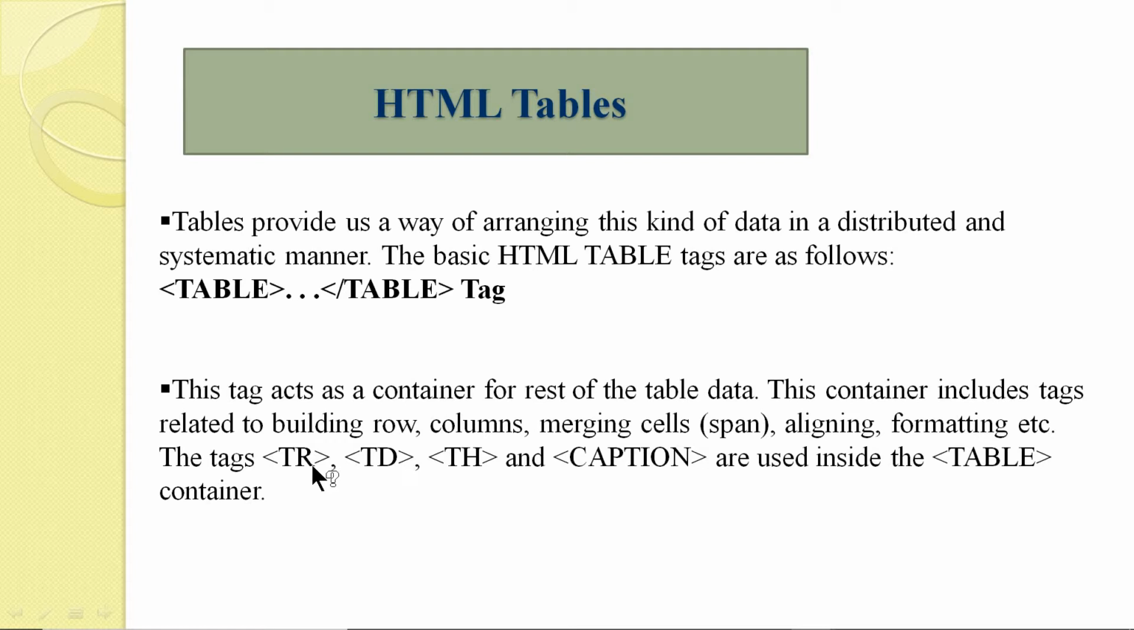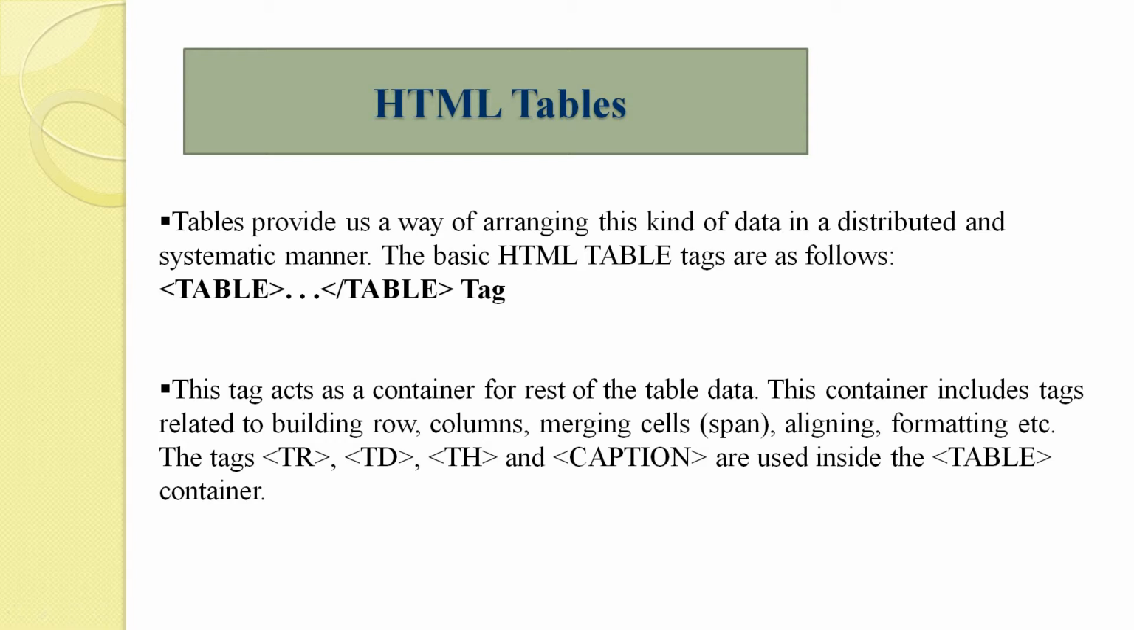The other tags which will go inside the table tag are TR for table row, TD for table data, TH for table header, and caption. All these tags will go inside the table tag. For that reason, we call the table tag a container.